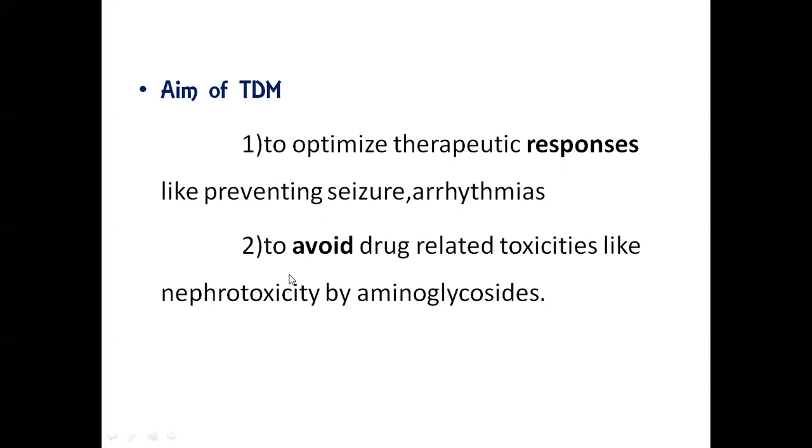The second aim of TDM is that we monitor the drug level in the blood regularly, so we can avoid drug-related toxicities like nephrotoxicity from aminoglycosides like amikacin, gentamicin, erythromycin, azithromycin. Those are the drugs which, if you give, the patient may develop nephrotoxicity. By correctly monitoring the drug level in the blood, we can avoid these kinds of toxicities. For these two main purposes, we are doing therapeutic drug monitoring.